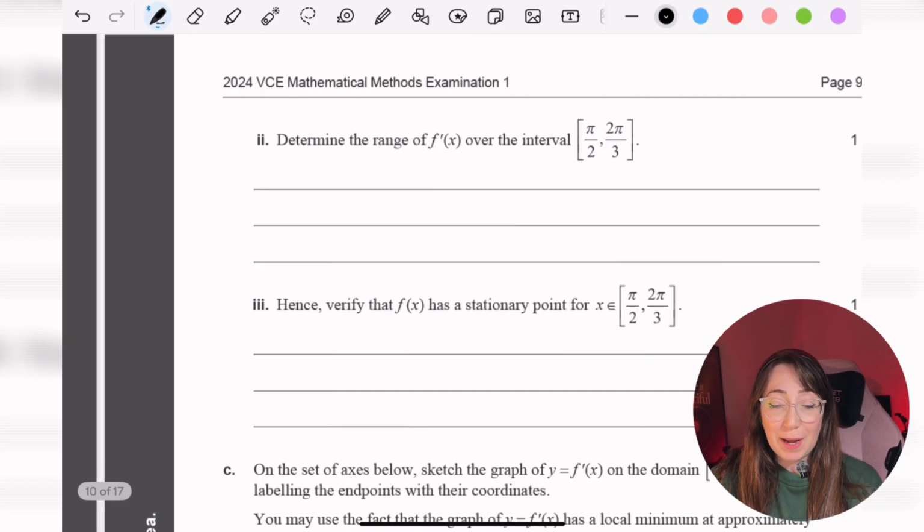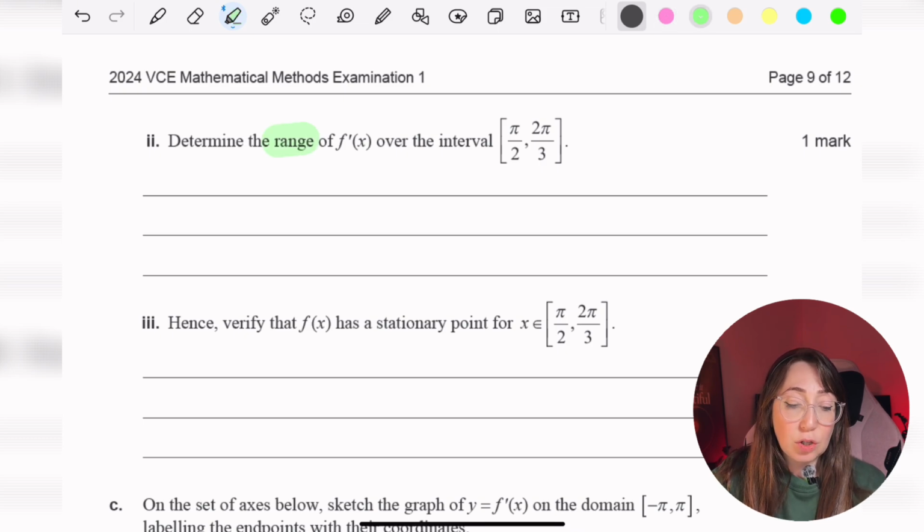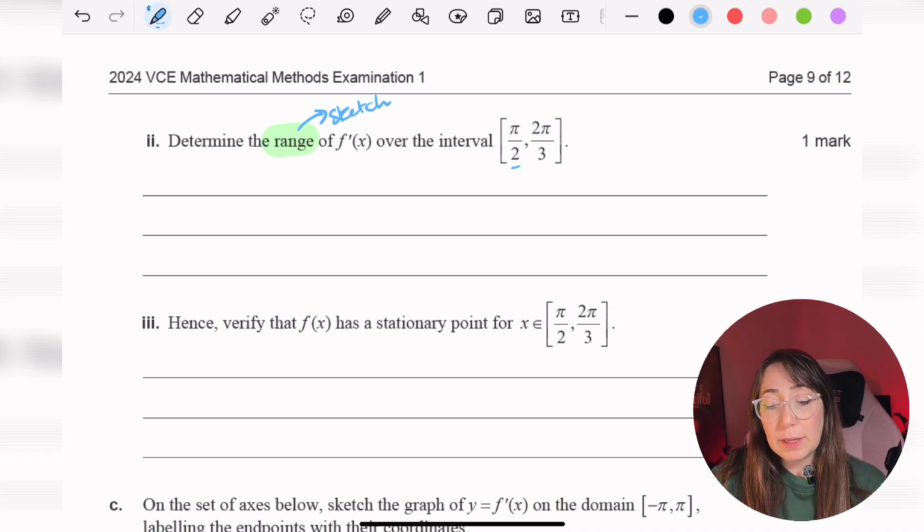Okay, on to the next part now. Part 2 says determine the range of f'(x) over the interval π/2 to 2π/3. The key word here is determine the range. When I think of the range, I always think of sketching the graph, because it's not always as simple as substituting in the endpoints, and that'll give you the range.